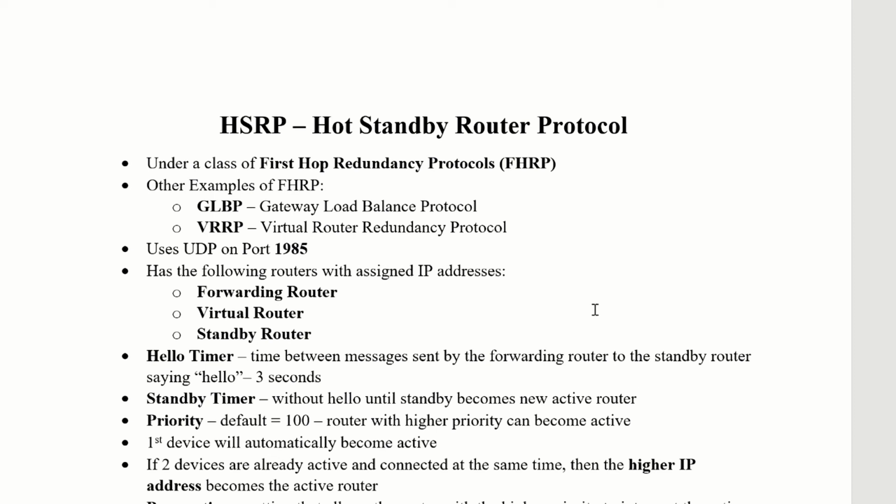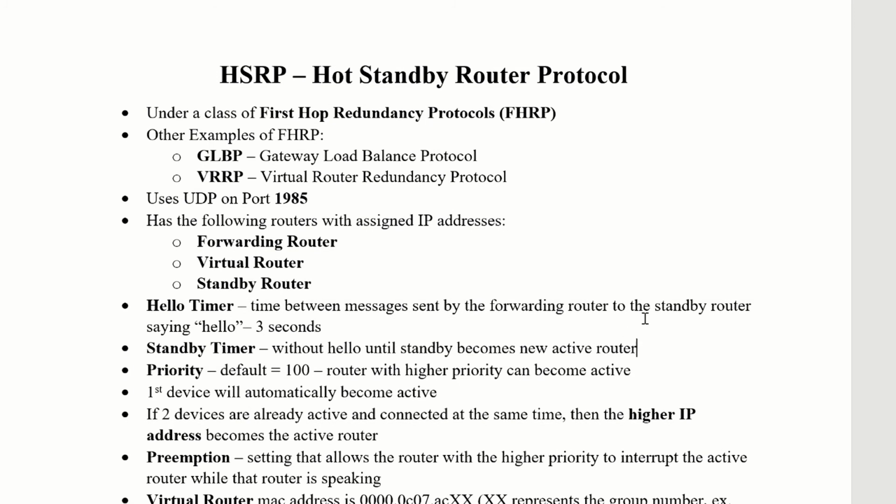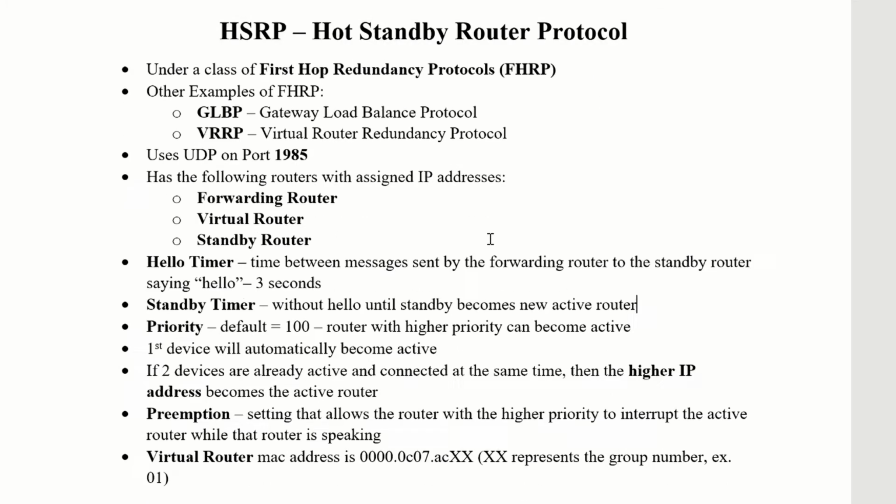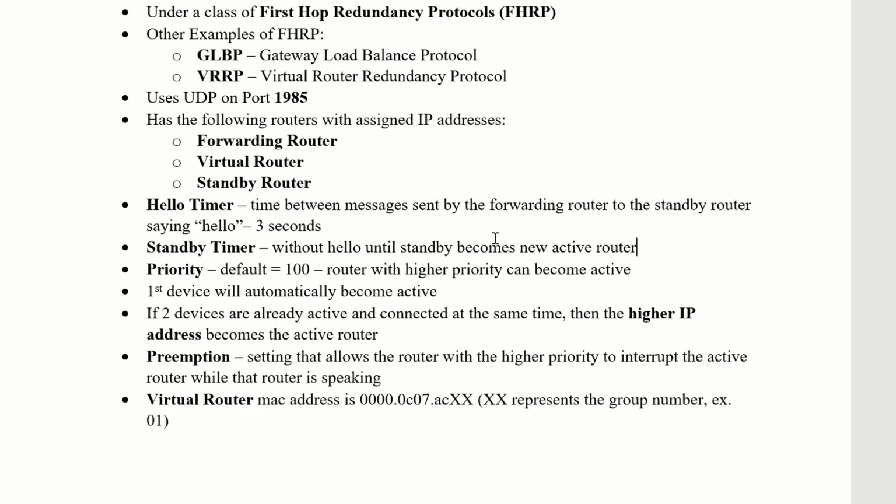Okay, in this video I'm going to go over HSRP, which is Hot Standby Router Protocol. HSRP is under the class of First Hop Redundancy Protocols, or FHRPs. Other examples of FHRPs are Gateway Load Balancing Protocol and Virtual Router Redundancy Protocol. It uses UDP on port 1985, and it has the following router functions with assigned IP addresses.